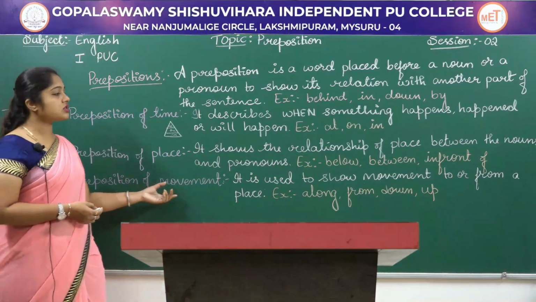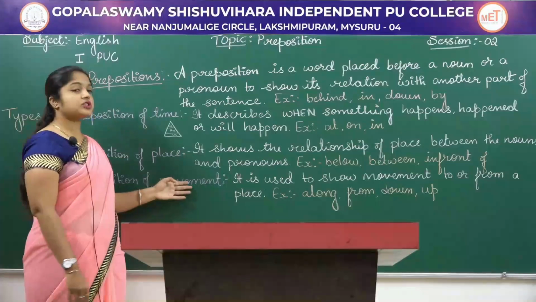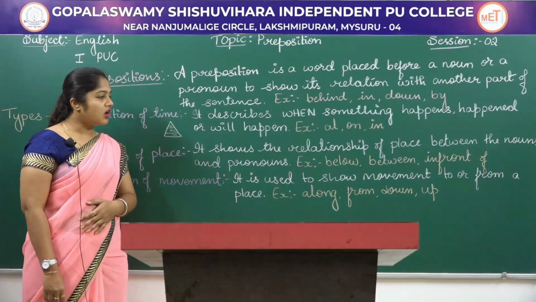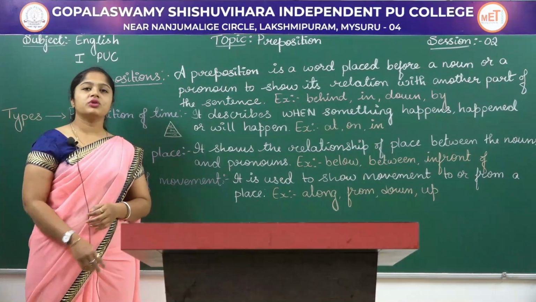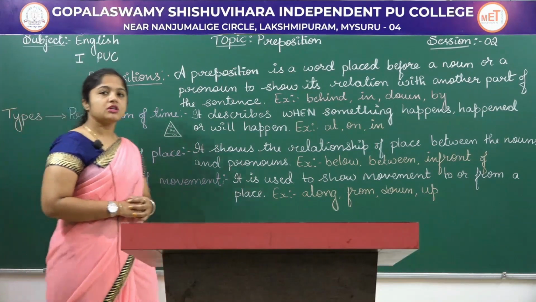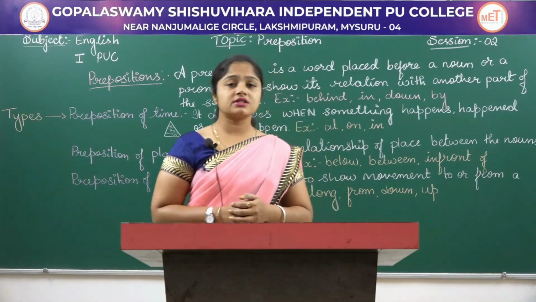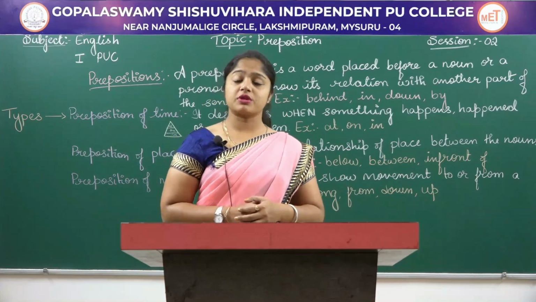The last one we learnt about was preposition of movement. Here it shows the movement of a noun. Examples for preposition of movement are along, from, down, up. So, these are the three types of prepositions we discussed in our previous session.